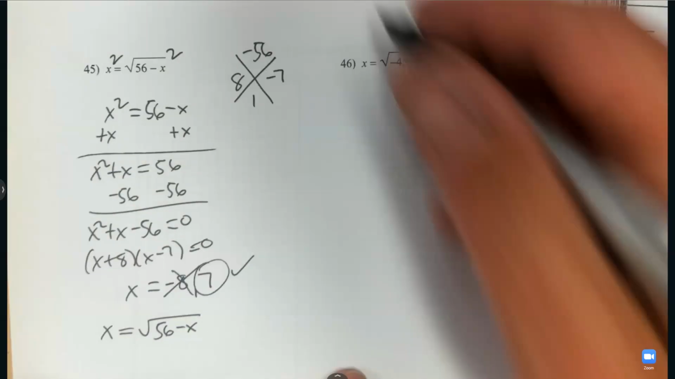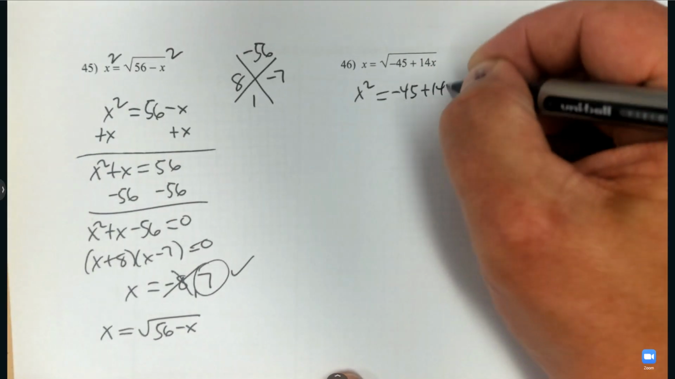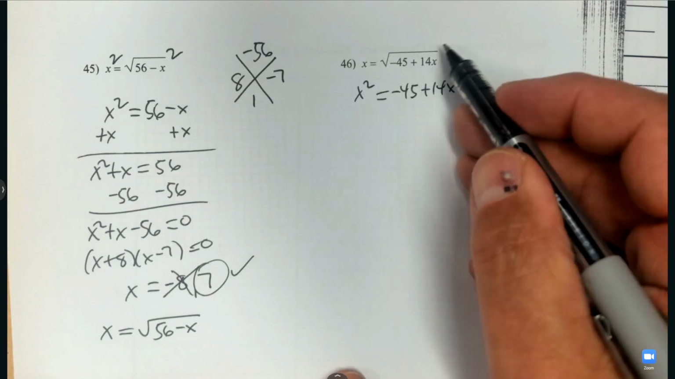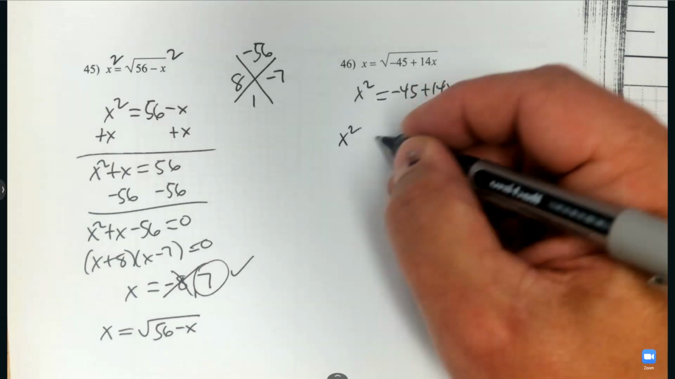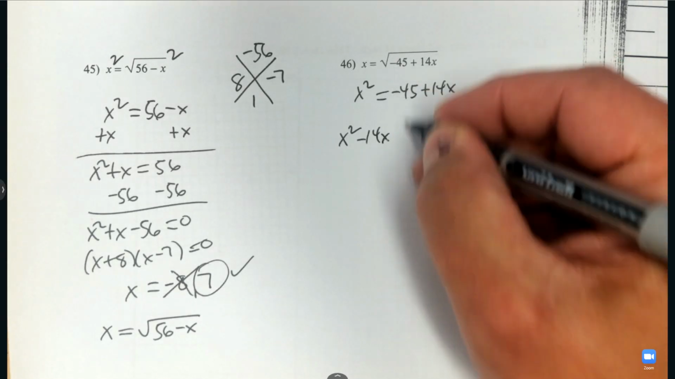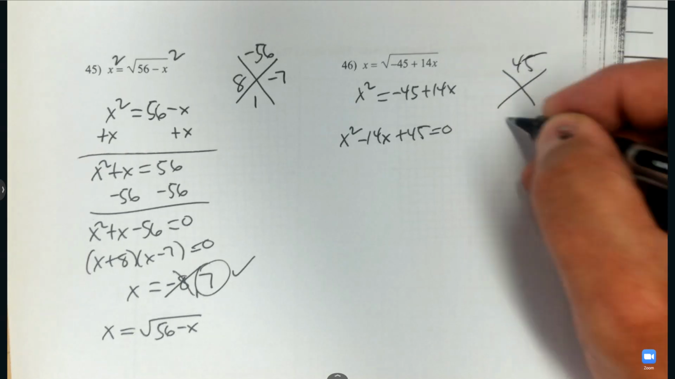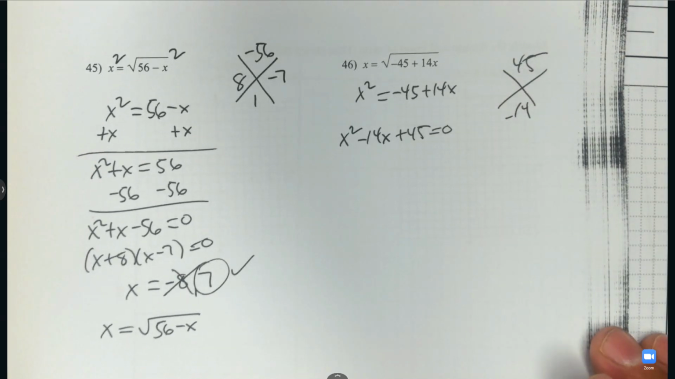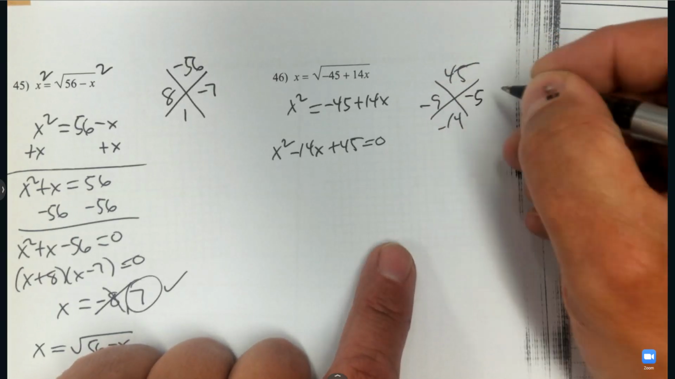Okay, same thing here. We're going to square both sides. So when I square both sides, you have x squared, and the square and square root cross out. We're going to make it equal to 0. I'm going to subtract 14x. I'm going to add 45. And then draw a diamond to factor this. So two numbers that multiply to 45 and add to -14. So that's -9 and -5.